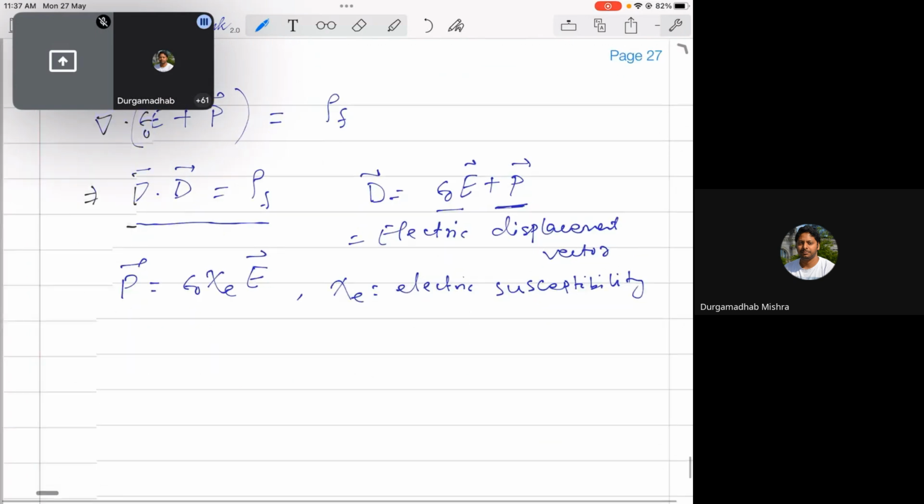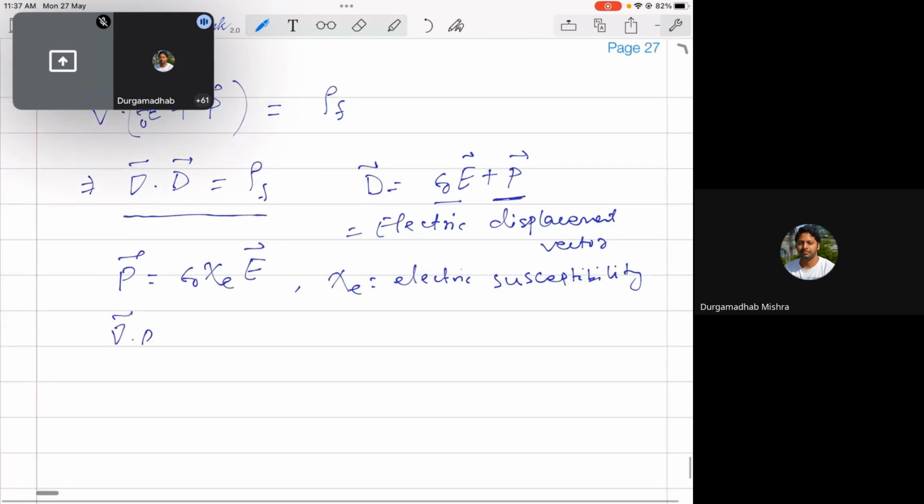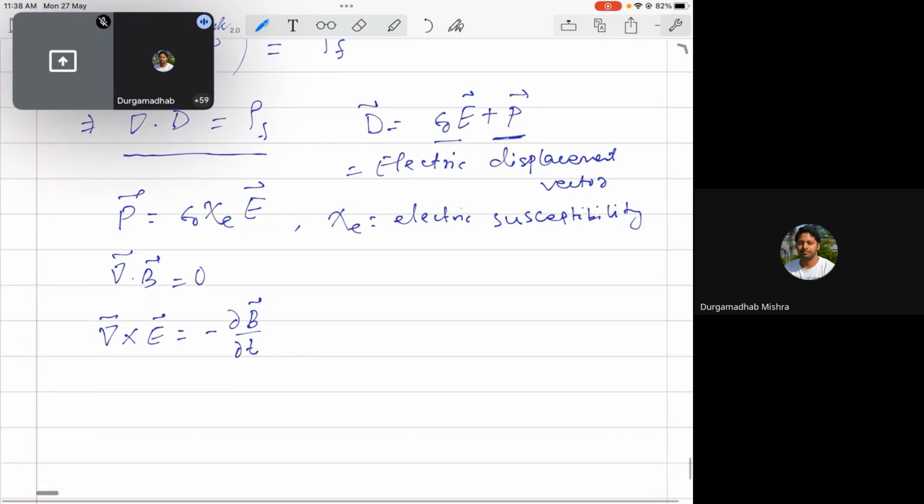So what about the second equation? Okay, second equation, of course, will remain the same. That is fine. The third equation is curl of E equals minus del B by del T. So this is not going to change anything because we are not including any charges or any current here. So there is no bound charge, nothing will be here. So then this equation will also remain unchanged.